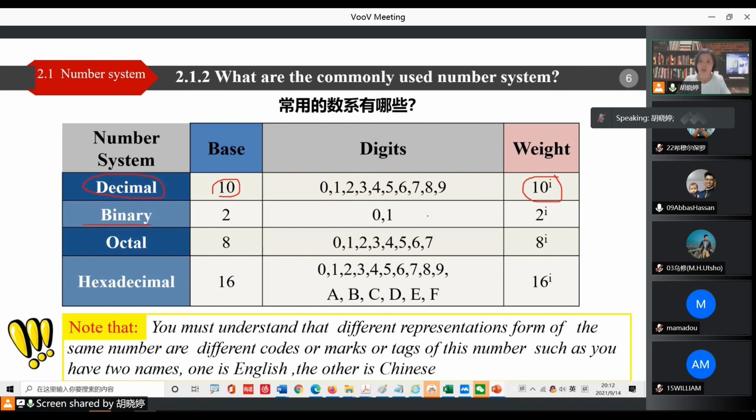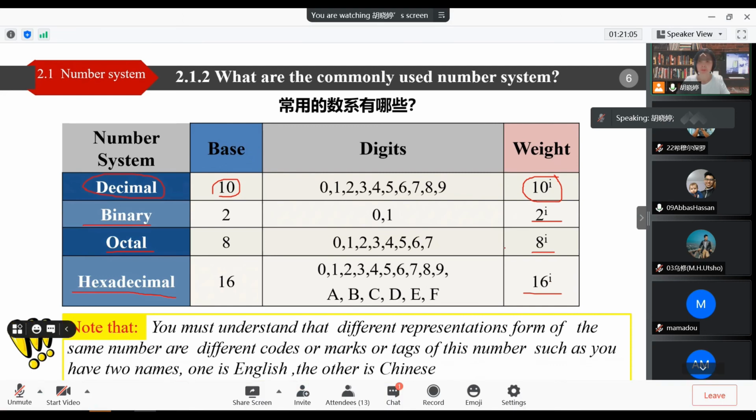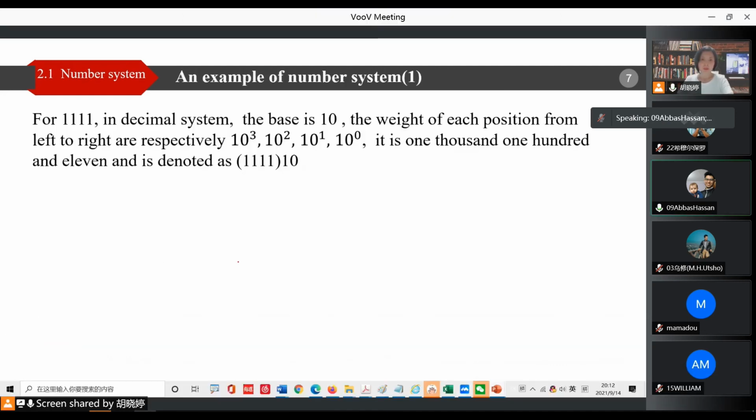So for binary, its weight will be 2 to the power of i. For the octal system, its weight will be 8 to the power of i. For hexadecimal, its weight will be 16 to the power of i. Okay, can you understand? It depends on the number of digits.